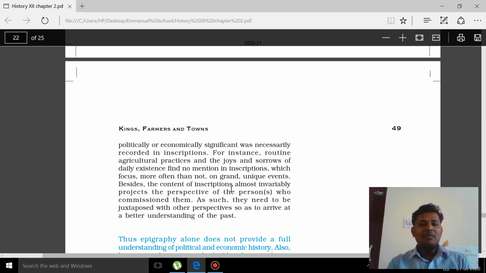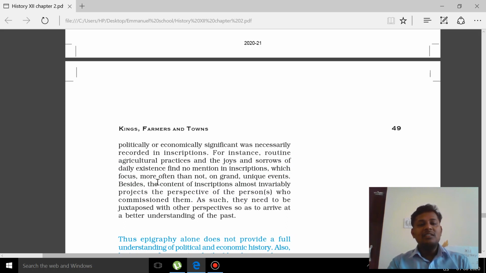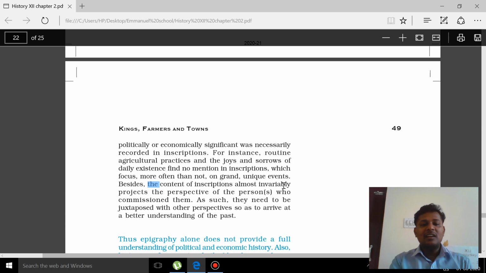What is inscribed always focuses on grand and unique events. All the inscriptions focus on some of the grand and unique events. The content of the inscriptions mostly, almost invariably, projects the perspective of the person who commissioned them.